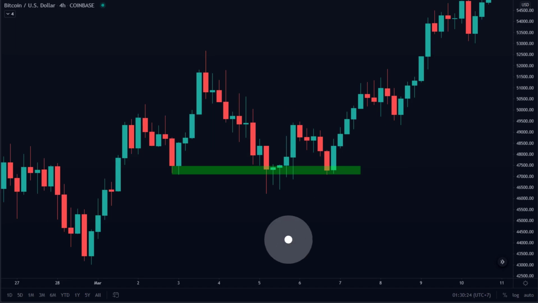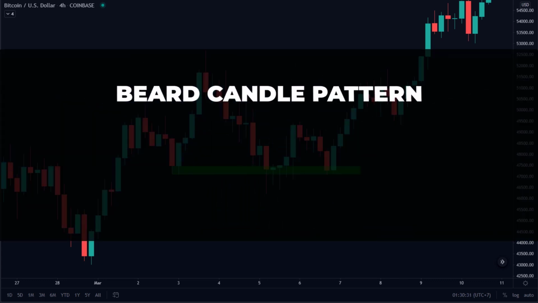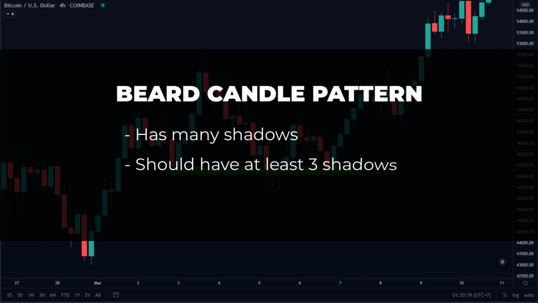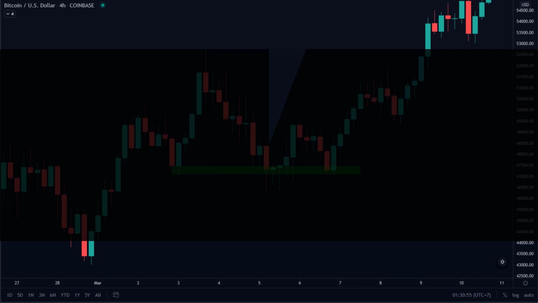Now we're gonna go through some strong candlestick patterns that you can use as a buying or selling entry. It's named the bear candlestick pattern. From the name, you can imagine that it has many shadows. In order to be a strong pattern, it should have at least 3 shadows. The longer the shadow, the stronger the rejection.